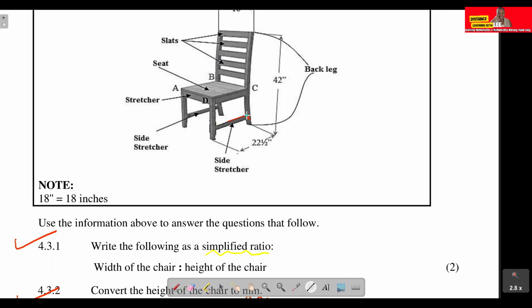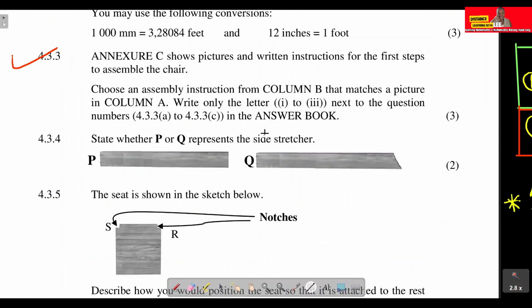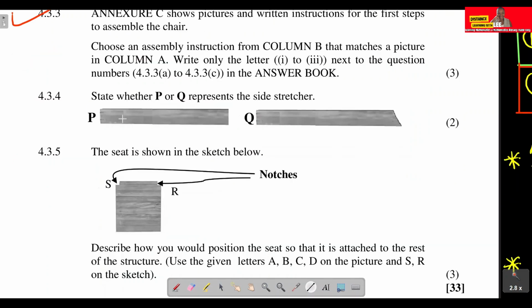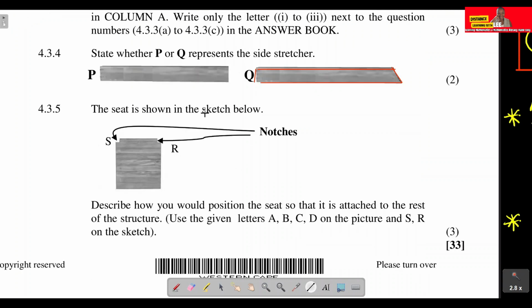Okay, so it's a bit slanted. Do you see that? The side stretcher, this plank there. It's a bit slanted when it gets to the back, because the back is a bit slanted. Okay, so that means that now, using this, which is it going to be, P or Q? Which one would represent the side stretcher? And you can see that there, with Q, it's also a bit slanted there. Okay, therefore for 4.3.4, our answer is Q.